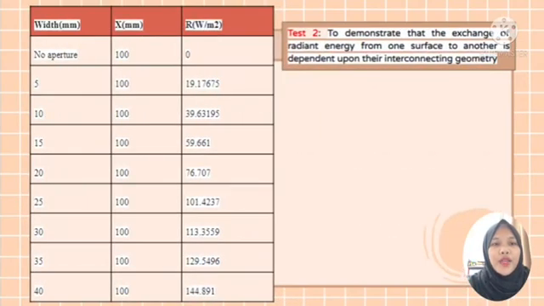The second test is to show that the exchange of radiant energy from one surface to another is dependent upon their interconnecting geometry. The variable parameter in this experiment is the width of the aperture, while the constant parameter is the distance x. This experiment shows that the radiometer reading is dependent on the width of the aperture: as the aperture increases, the radiometer reading increases too. The table shows the tabulation of data in this experiment too.